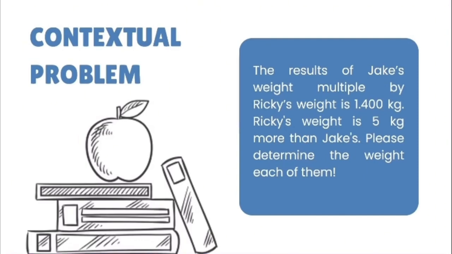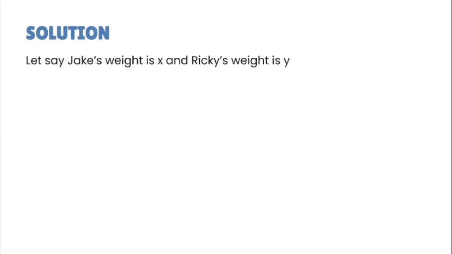The result of Jack's weight multiplied by Ricky's weight is 1,400 kilograms. Ricky's weight is 5 kilograms more than Jack. Please determine the weight of each of them. For the solution, let's say Jack's weight is X and Ricky's weight is Y. The problem says the result of Jack's weight multiplied by Ricky's weight is 1,400 kilograms. So, it means X times Y equals 1,400 kilograms.